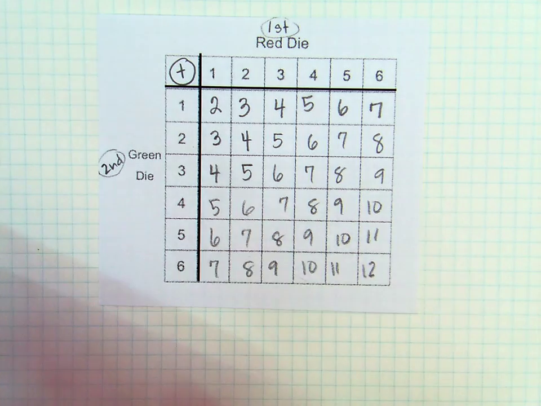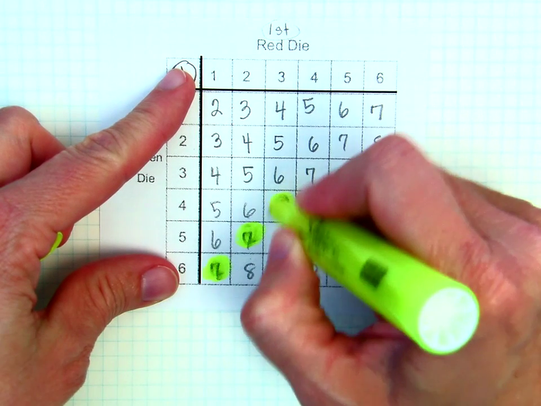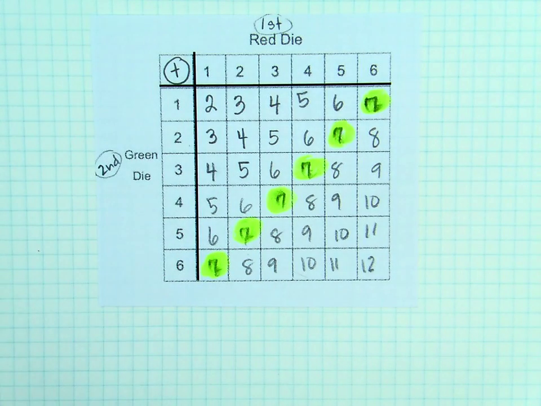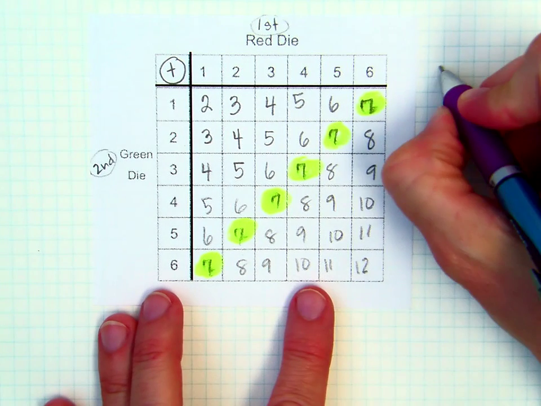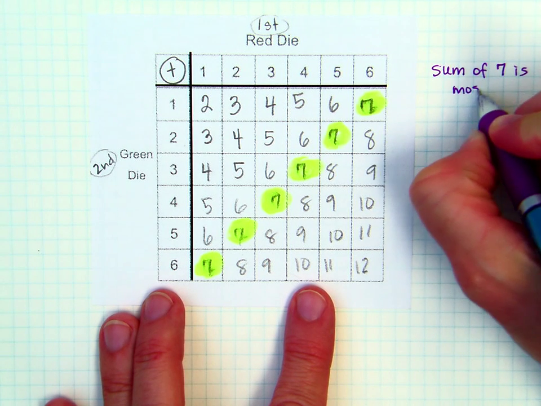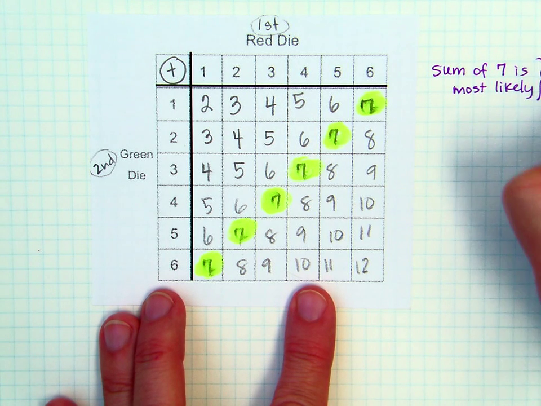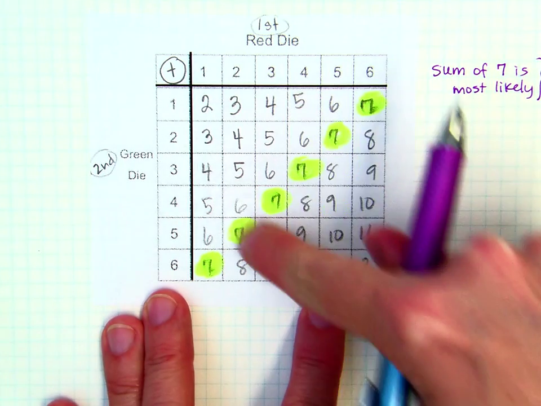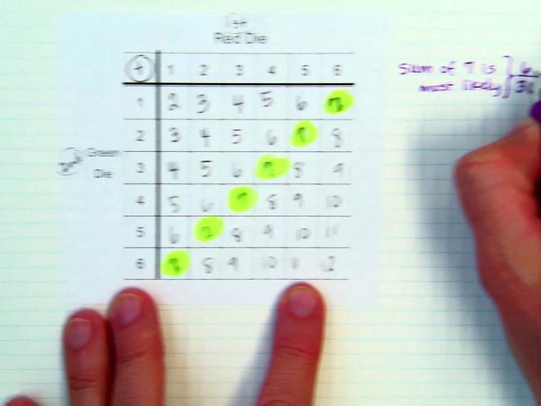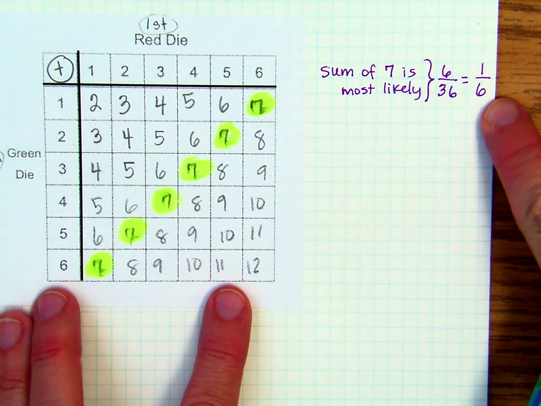When you look for what is most common here, it's the 7s, which you find in the diagonal of that square. There are 6 different ways that we can get a sum of 7. So the sum of 7 is most likely. There are 6 different ways that you can get a 7 out of a total of 36 different possibilities. So there are 36 outcomes. That simplifies to a probability of 1 out of 6.